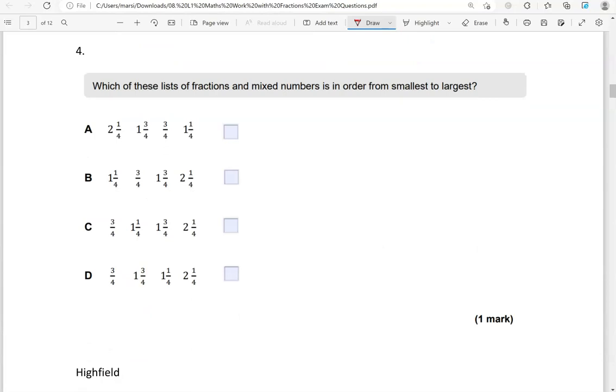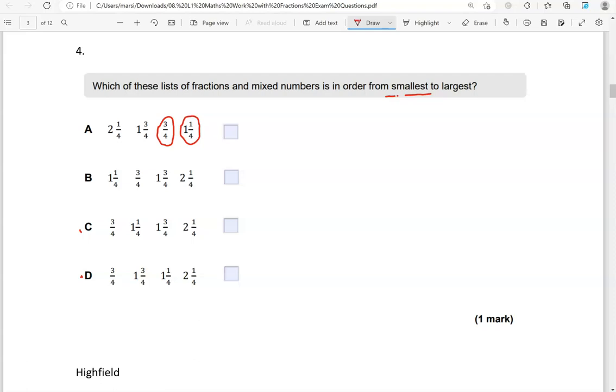Which of these lists of fractions and mixed numbers is in order from smallest to largest? Okay, so looking at the first row, we've got 2 1/4, then we have 1 3/4, then we have 3/4, and then 1 1/4. So the first one is the largest because it's 2 whole ones and 1/4. Then the second one is 1 3/4, so definitely not one of the smallest. And also this one, 1 1/4, that is more than 1. Whereas this fraction here, 3/4, that is the smallest because it's less than 1. As we're starting from the smallest, that should be the first. So option C and D have that as the first.